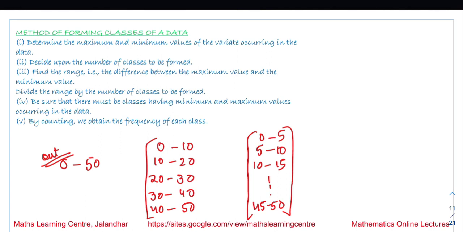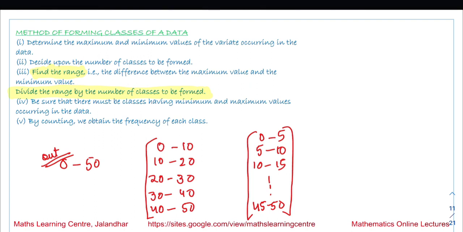Next, we have to find the range. We now know that the range is the maximum value minus the minimum value, the difference between the maximum and the minimum value. Now divide the range by the number of classes to be formed. Next, be sure that there are classes covering the minimum and maximum values occurring in the data. Then, by counting, we obtain the frequency of each class. These steps will be clearer with the next examples.